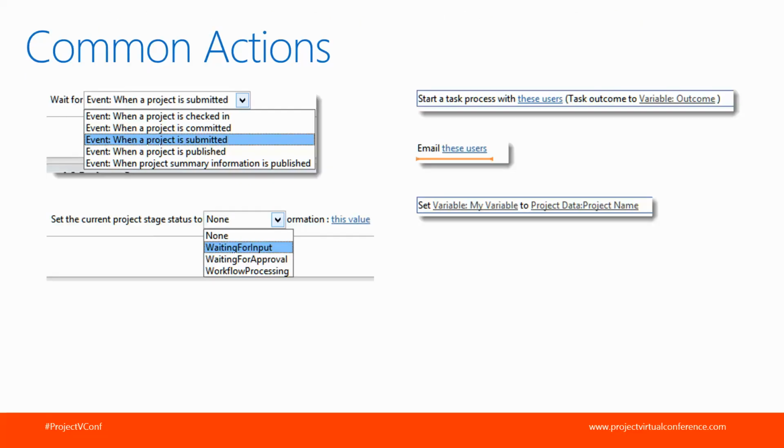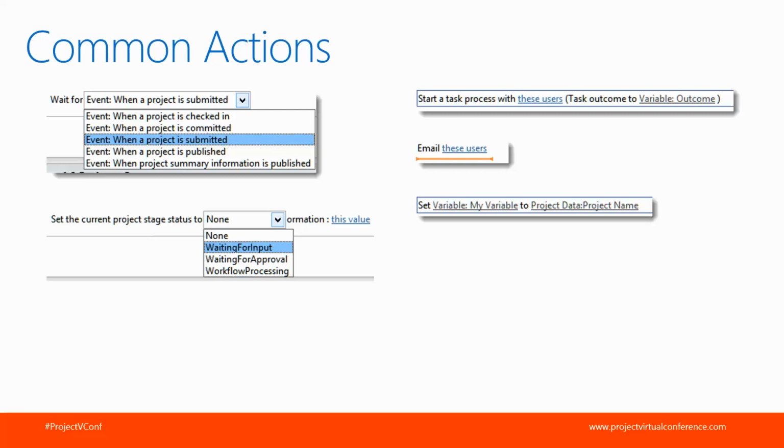So what are some of the common actions you would use with workflows? The one I just showed you was a wait for when a project is submitted, but you can see some other options there. You can wait for when a project is checked in, and you might repeat this several times throughout the phase or stage. You might wait for when a project is published. That would be a publish from Project Professional. Wait when a project summary information is published. That would be essentially just a save from the Project Web App.